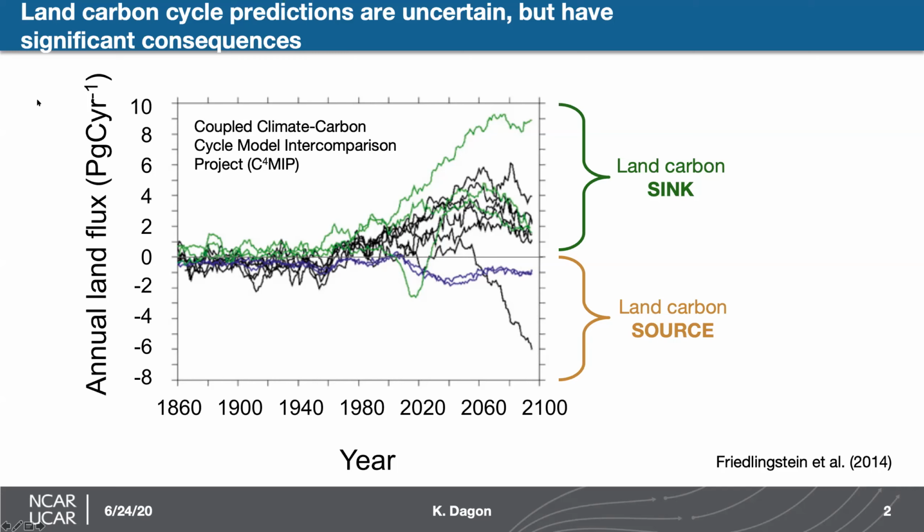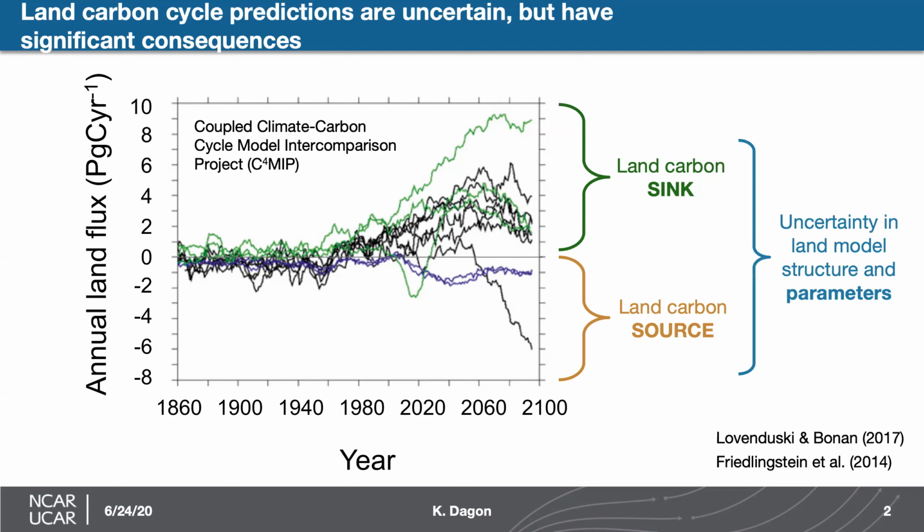And so what you can see is that all of the models show quite a large spread in the prediction of this flux by the end of the century, such that the land could either be a carbon sink, so the positive values, or a carbon source by the end of the century. And this has really broad, important consequences for the global carbon cycle. And one of the reasons, studies have shown, for this spread is that there's uncertainty inherent in the structure, and in particular in the parameters that go into these land surface models. There are some references here if you're interested in reading more about that.